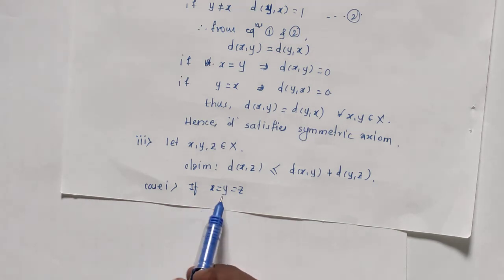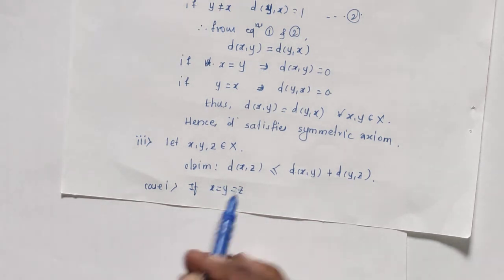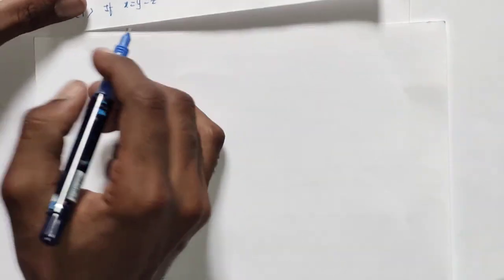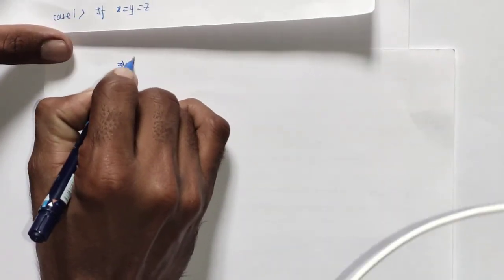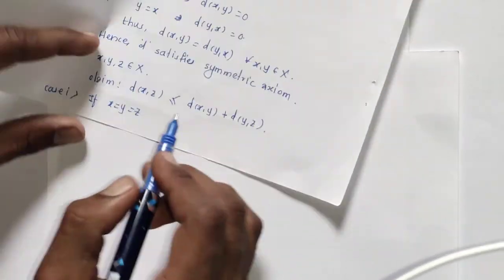So if x is equal to y and y is equal to z, means when x is equal to y, then distance of xy is equal to 0. Similarly, distance of yz is equal to 0, distance of xz is equal to 0. By the definition of d, you can write this as x is equal to y. This will give distance between xz, as this x is equal to z.